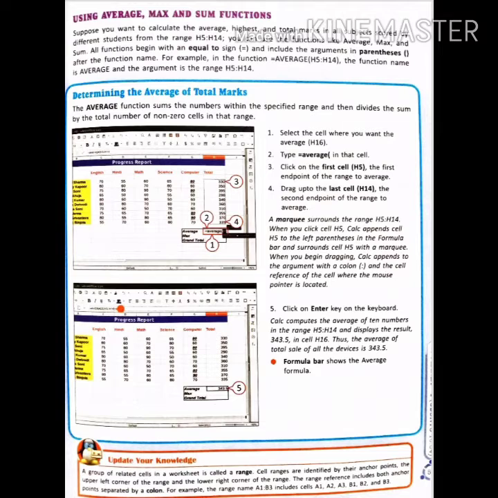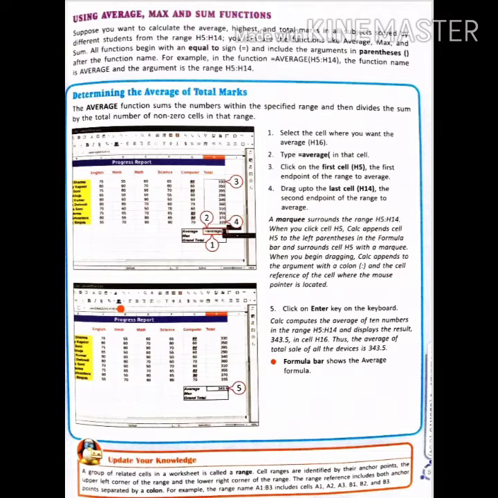Determining the average of total marks. The average function sums the numbers within the specified range and then divides the sum by the total number of non-zero cells in that range. First, select the cell where you want the average, H16. Second, type =AVERAGE in that cell. Third, click on the first cell, H5, the first endpoint of the range to average. Fourth, drag up to the last cell, H14, the second endpoint of the range to average.